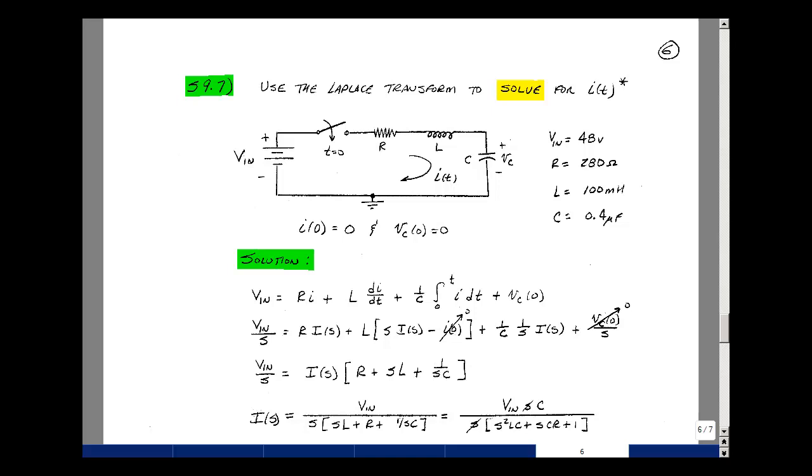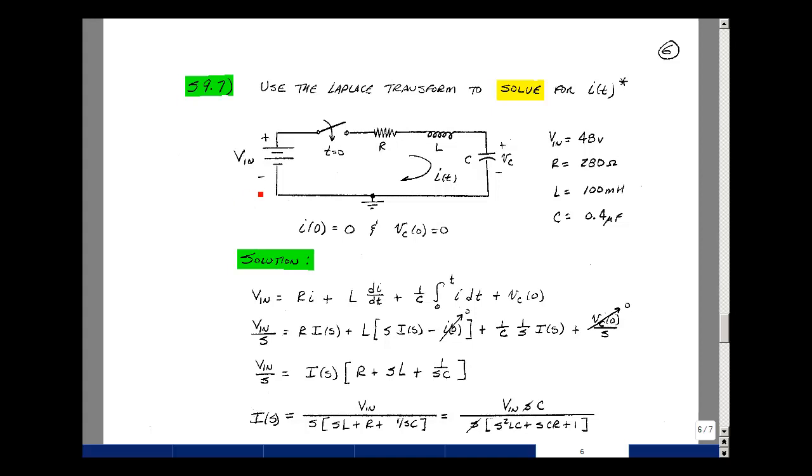This lesson deals with Supplemental Problem 9.7. You can find this problem in the ECE202 ebook in the Chapter 9 Supplemental Problems on page 6. Let's use a Laplace transform to solve for the current I of t in the switching circuit, which we had worked on in ECE201 in Chapter 7.